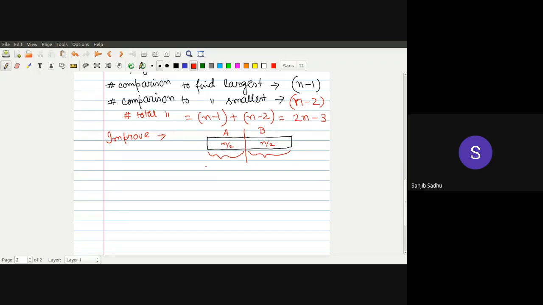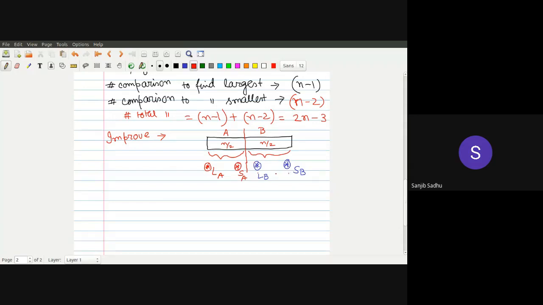So from this you have obtained this one as the largest, LA, and this one is the smallest, SA. And in this section, this is the largest in array B and this is the smallest in array B. These are the two elements you have obtained in these two partitions: one is the largest and one is the smallest from each.